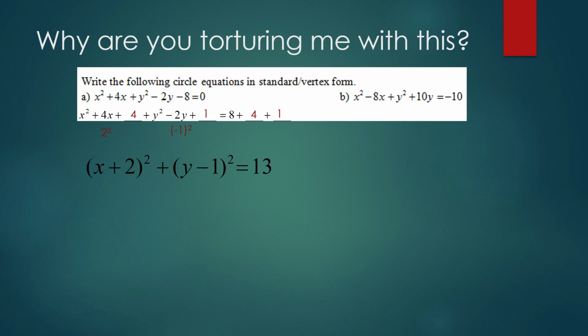So when I factor the first chunk there, x plus 2 squared, and then plus the second chunk, y minus 1 squared, equals 13. I get the 13 just by adding everything else. I can now tell you what the center and radius of this circle are.